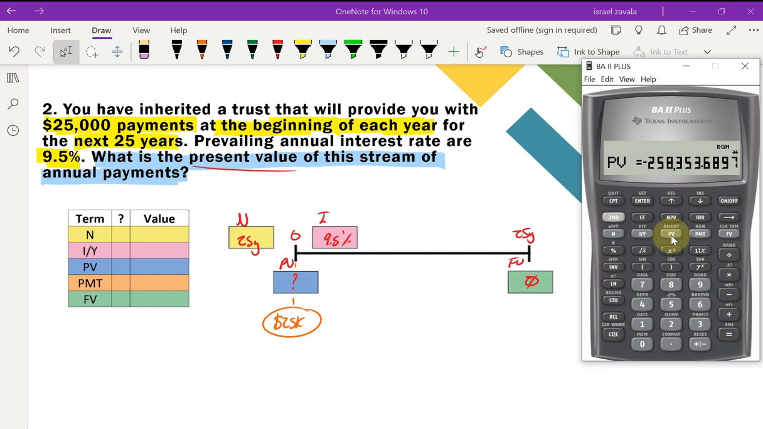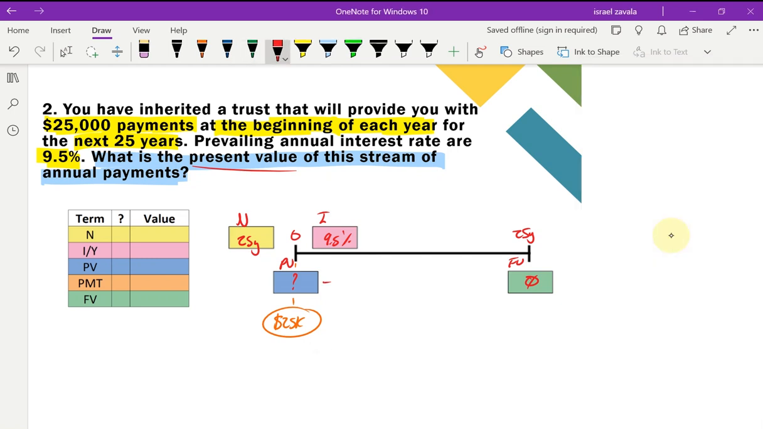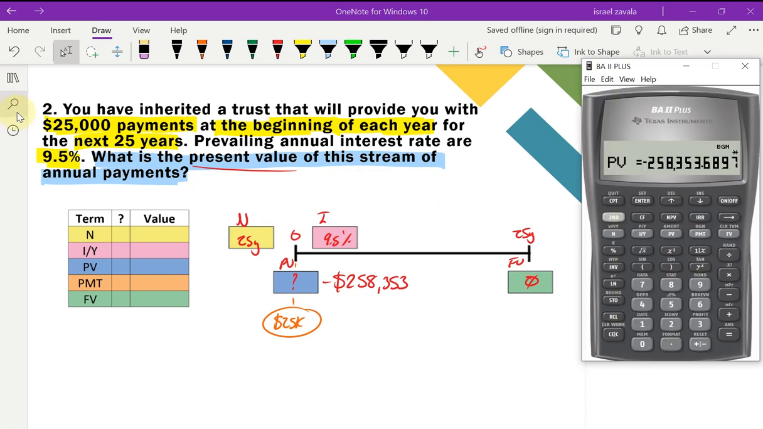So $258,353.69. Okay, 258,353. And I forgot the cents here. And 69 cents.